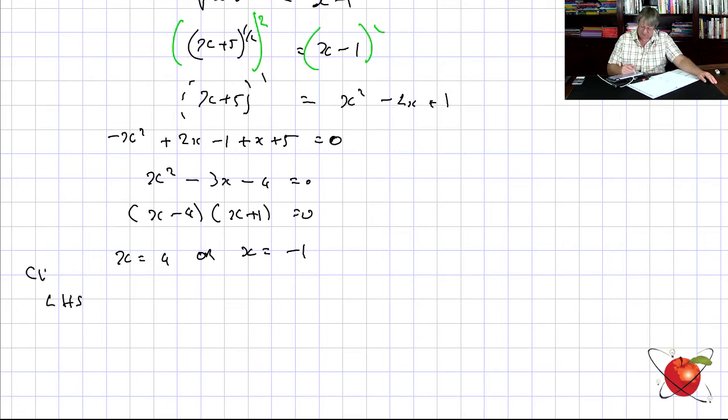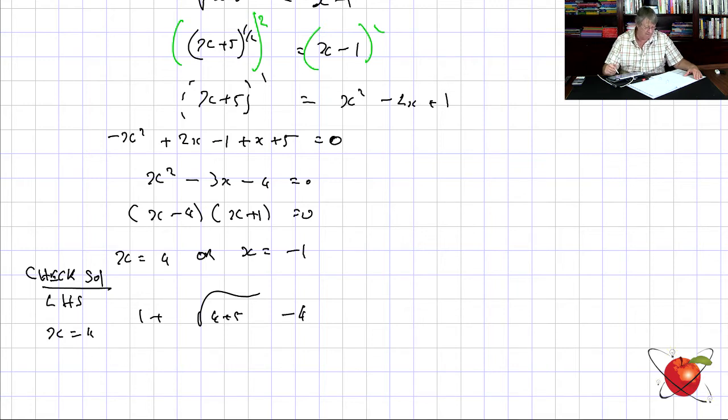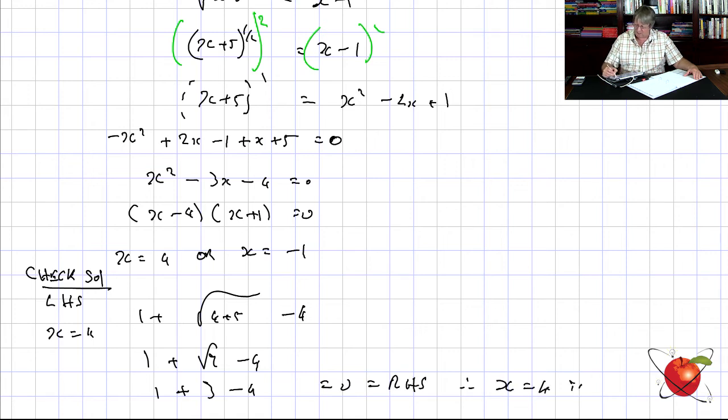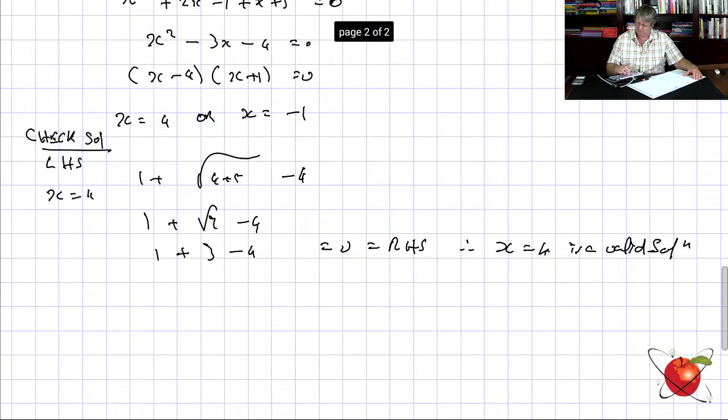Left hand side, this is check solution. Okay, we have to check the left hand side again. So we try x equals 4 and we put in 1 plus the square root of (4 plus 5), minus 4. Let me just check. Yep, like so. Therefore, we have 1 plus root 9 minus 4, 1 plus 3 minus 4 equals 0, equals the right hand side. Therefore, x equals 4 is a valid solution to the problem.